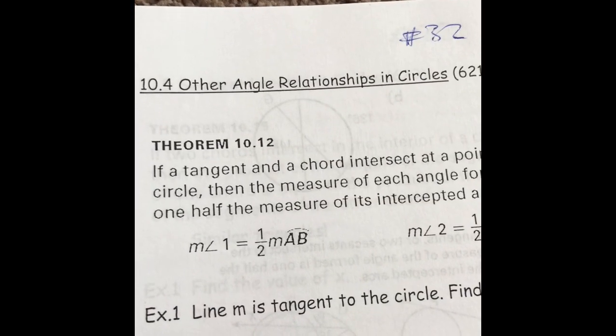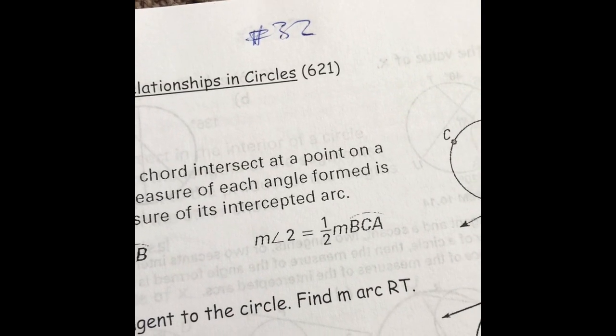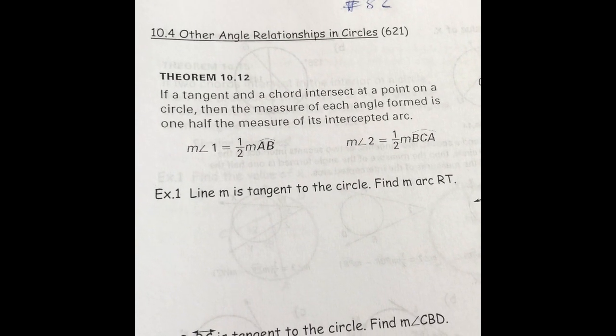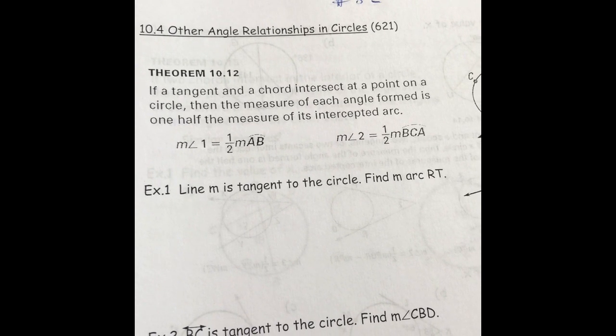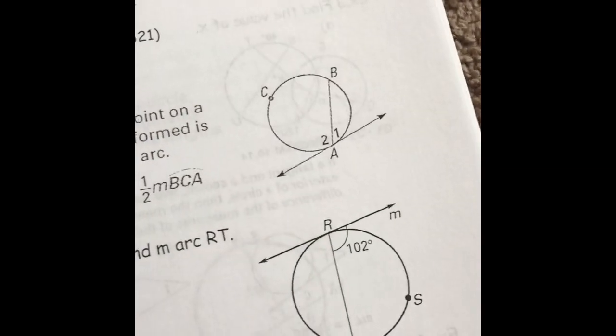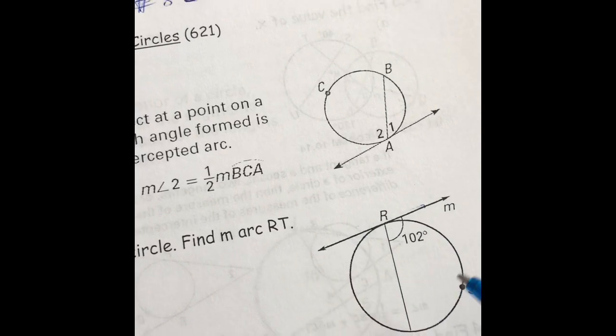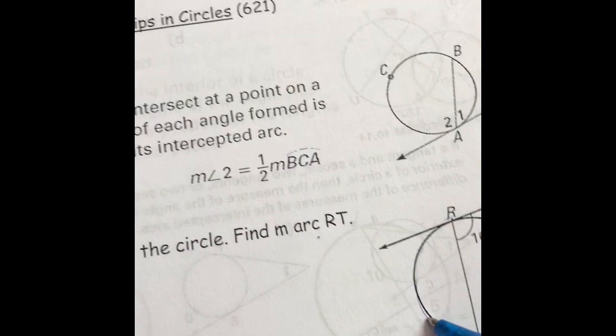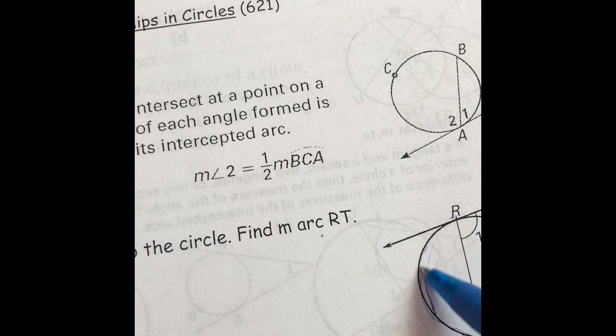So that says it right here, right? Angle 1 is half of arc AB, and angle 2 is half of arc BCA. So let's take a look at some questions here. First question: M is tangent to the circle. Find the measure of arc RT. This is tangent to the circle, and it says to find the measure of arc RT. So RT is this arc right here.